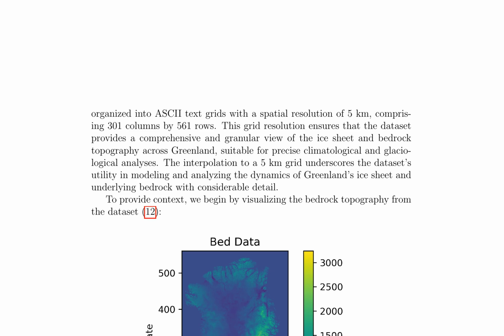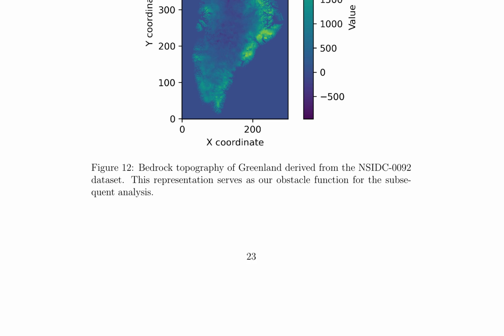The dataset used in this study is organized into ASCII text grids with a spatial resolution of 5 kilometers, comprising 301 columns by 561 rows. This grid resolution ensures a comprehensive and granular view of the ice sheet and bedrock topography across Greenland, suitable for precise climatological and glaciological analyses. The dataset's utility in modeling and analyzing the dynamics of Greenland's ice sheet and underlying bedrock is highlighted by its 5 km grid resolution. To provide context, we begin by visualizing the bedrock topography from the dataset, as shown in Figure 12. This representation serves as our obstacle function for the subsequent analysis.